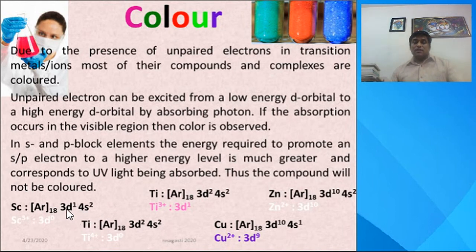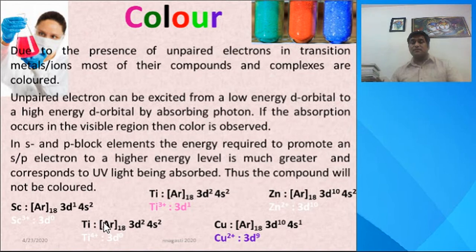Scandium. The electronic configuration is argon 18, 3d1 and 4s2. If all the 3 electrons are lost from scandium, then the oxidation state is scandium 3 plus. That means the configuration is 3d0. That means no electron is there in the d orbital. No unpaired electron is left in the d orbital. What does it mean? Any compound or ion having scandium in 3 plus oxidation state is going to be colorless.